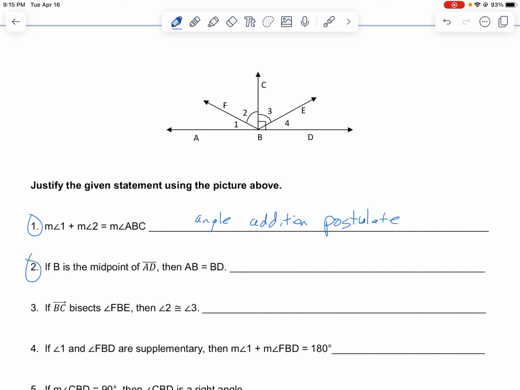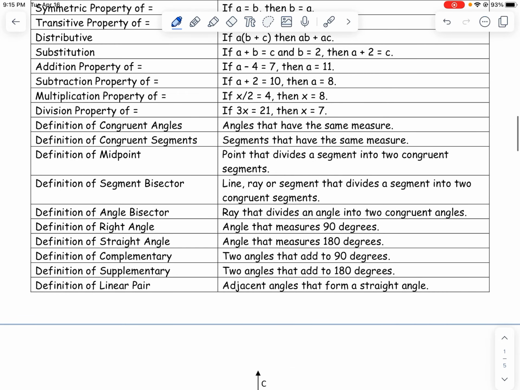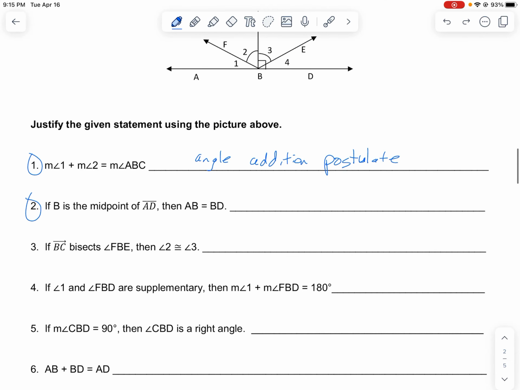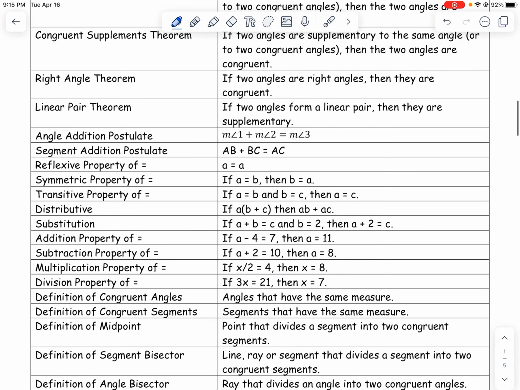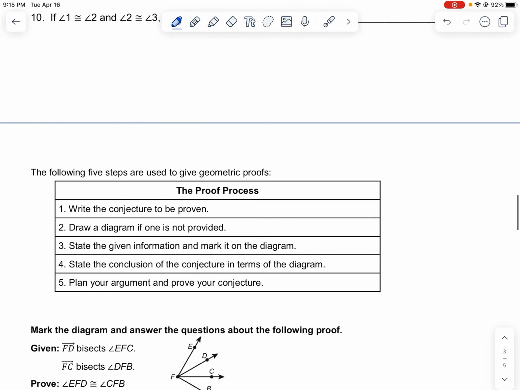All right, the next one. If B is a midpoint of AD, then AB is congruent to BD. Well, you might have seen this before. If something is a midpoint, then it divides it into two congruent segments. And so on my justification here, I just write definition of midpoint. The point of this whole page is just to get used to these postulates and definitions on the front, some theorems, and you can find out what the names of things are.